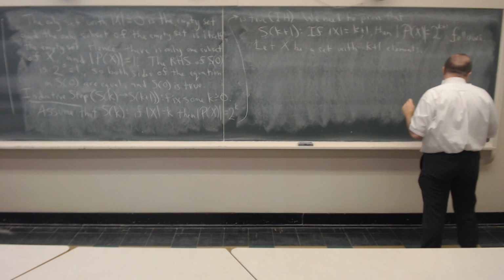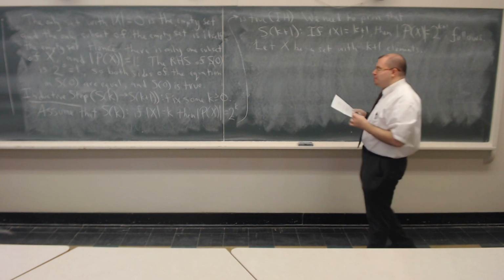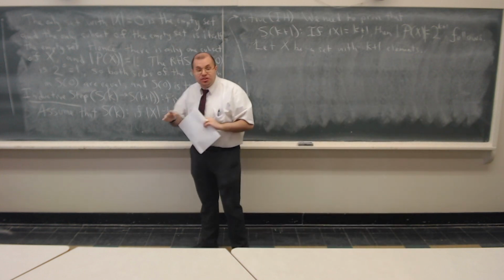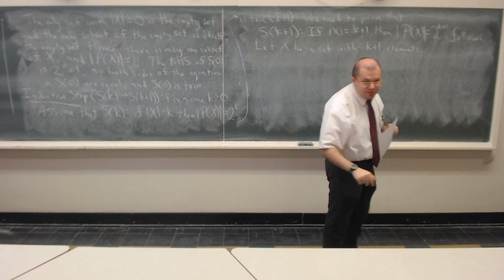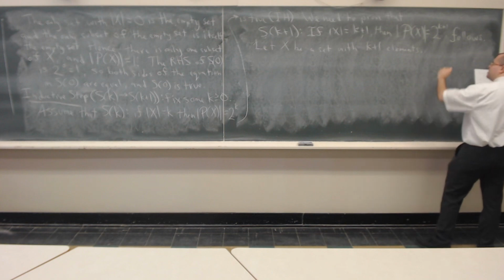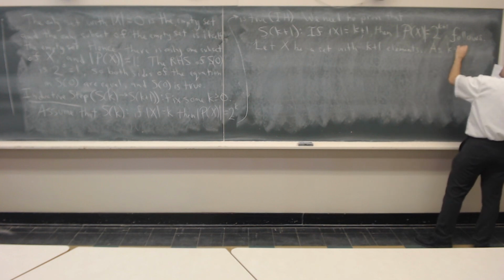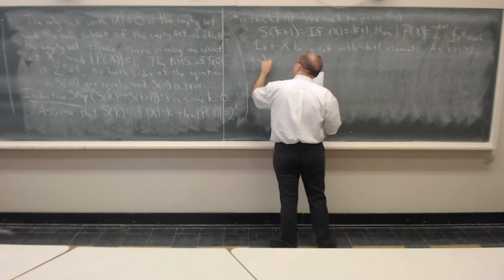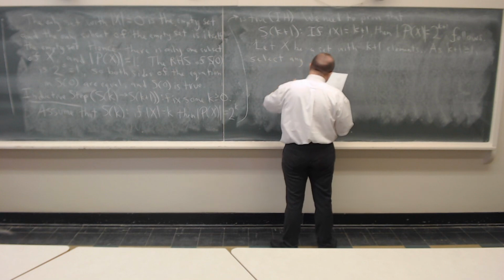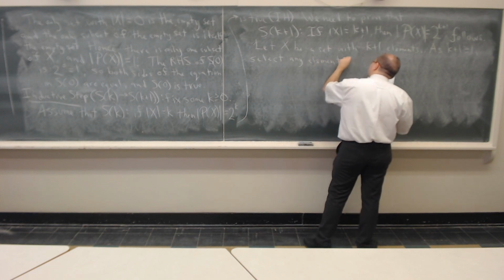Now, I want you to observe that k plus 1 is greater than or equal to 1. That means that there's at least one element I can use. So I'm just going to use this. You're going to see why. As k plus 1 is greater or equal to 1, select any element z in the set X.